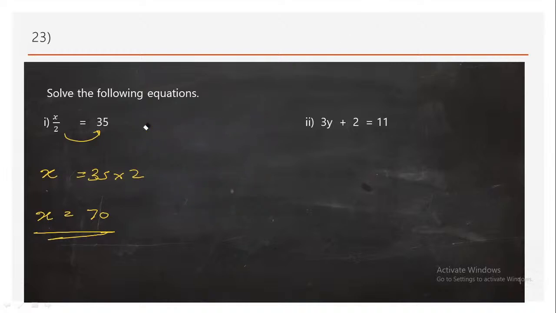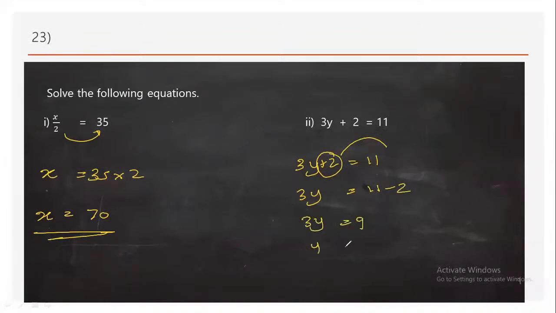3y plus 2 equals 11. Right, 3y equals 11. This is plus 2, borrow it to other side, minus 2. 3y equals 9. y equals 9 divided by, borrow this here, multiplication in between, other side, division, y equals 3.